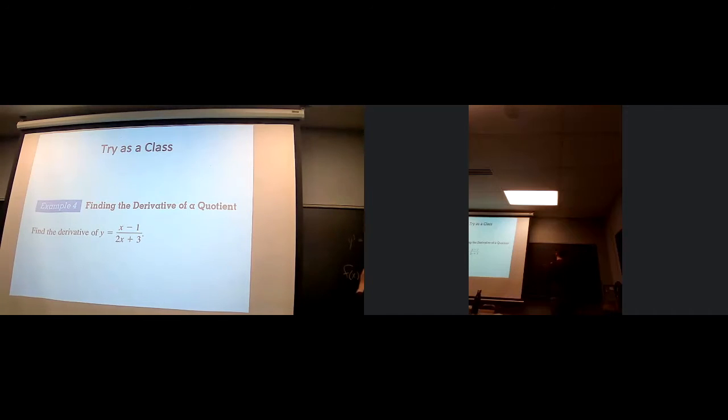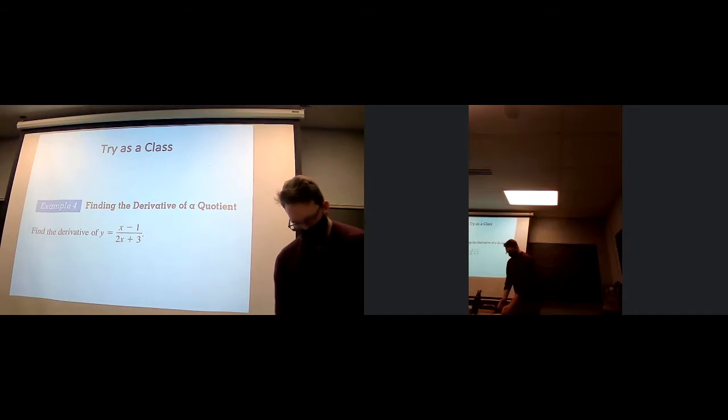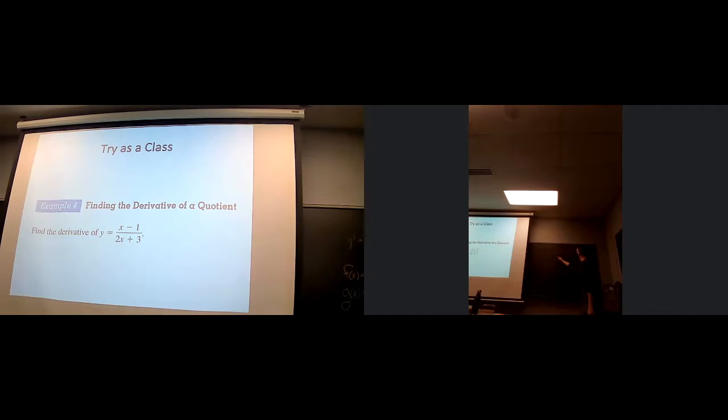So let's declare that f of x is equal to x minus 1. Then f prime of x is just equal to 1. And let's declare that g of x is equal to 2x plus 3. And g prime of x is equal to 2. Now we can just put it all together, right? We can plug in g. We can plug in f prime. We can plug in f. We can plug in g prime, so forth and so on.